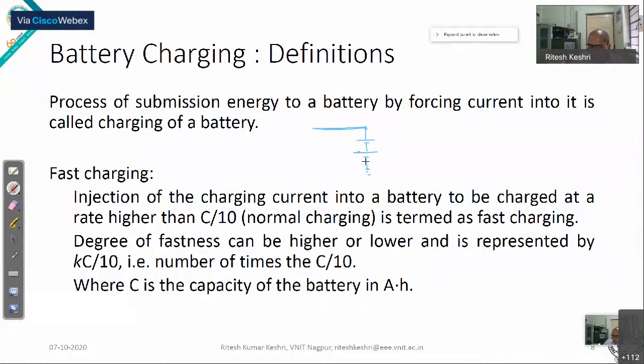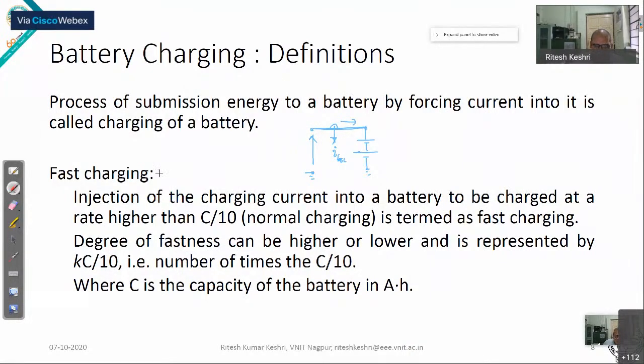It is difficult to submit the energy into the system unless you apply a higher voltage. Then only it is possible, or you ensure that a constant current is being forced or injected into the battery. This is the reason why you are keeping the higher voltage here. So that's why we need to do this. Different strategies I will explain, but the process of submission of energy to the battery by forcing current into it is called charging.